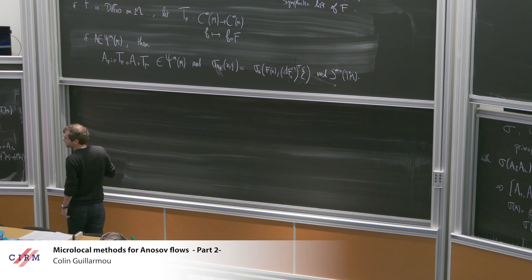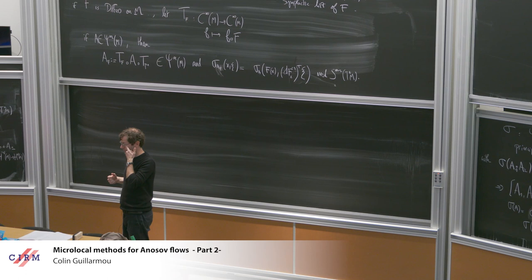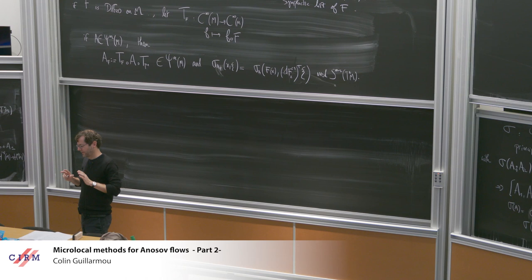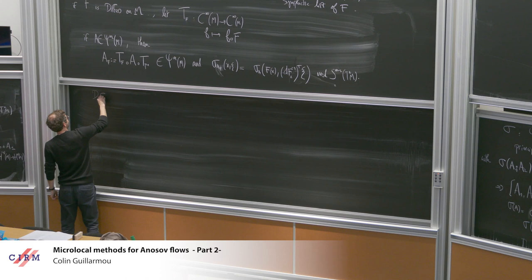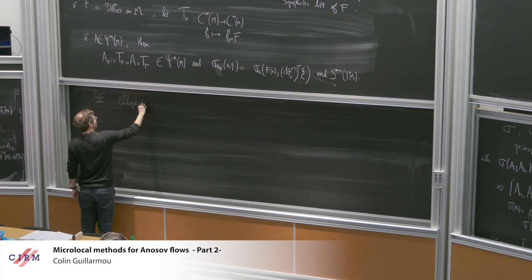So even if an operator is not elliptic in the usual sense, it can still be elliptic in some region of the cotangent bundle, which means that if the principal symbol does not vanish in some cones of the cotangent bundle, we will say it's elliptic in this cone. I will tell you a definition, which I call ellipticity. It should really be called microlocal ellipticity.